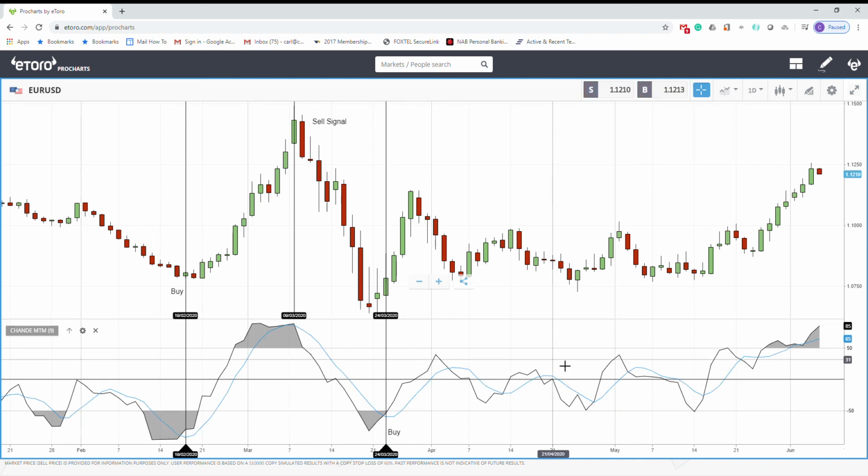If you're working on daily charts, imagine you had an opportunity to enter the market on 19th of February, then the next one is next month, which is 9th of March. So you should be patient when you're working on longer time frames.